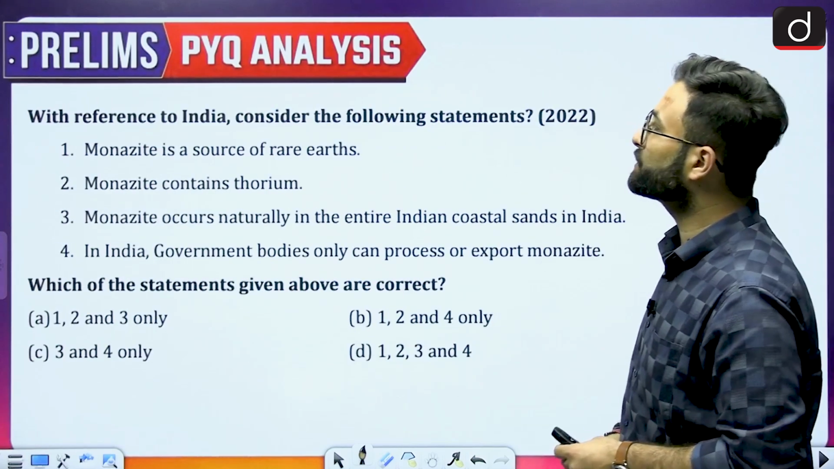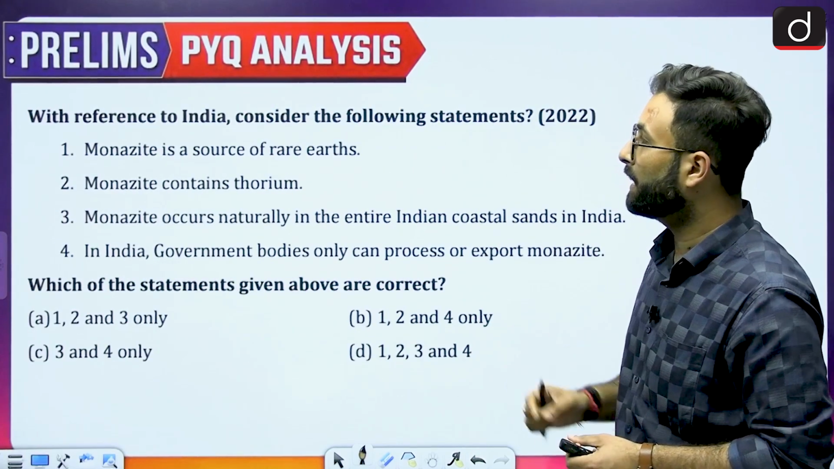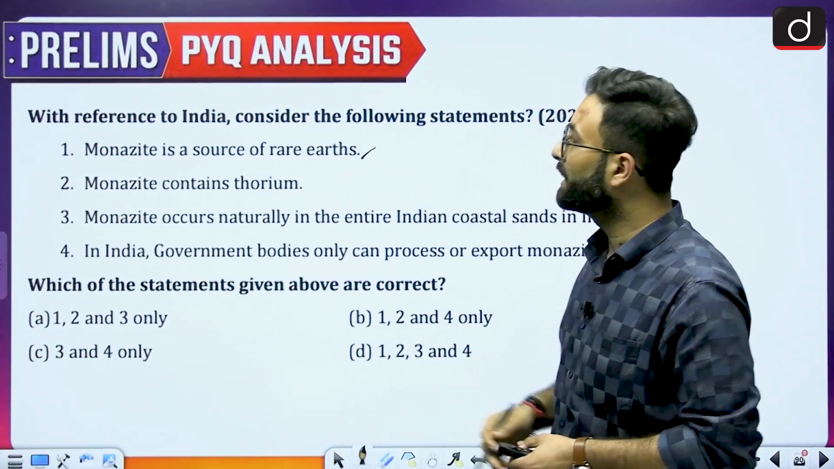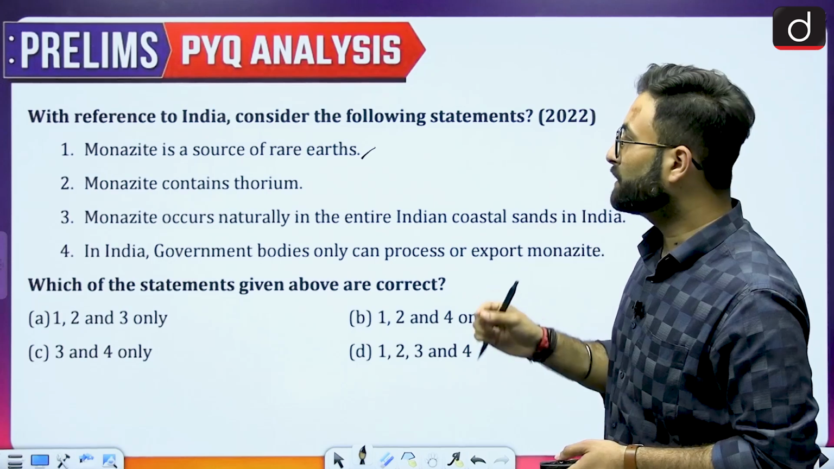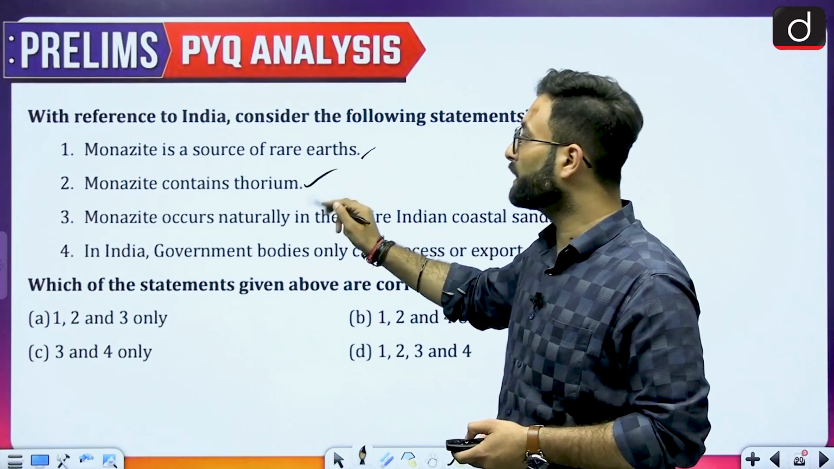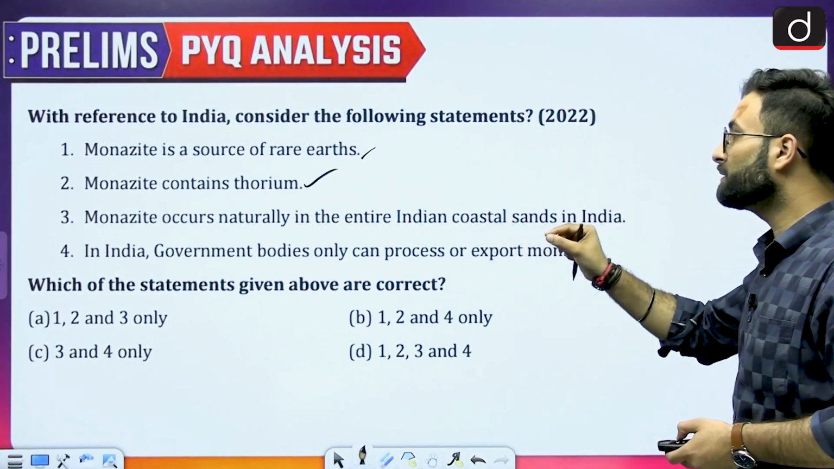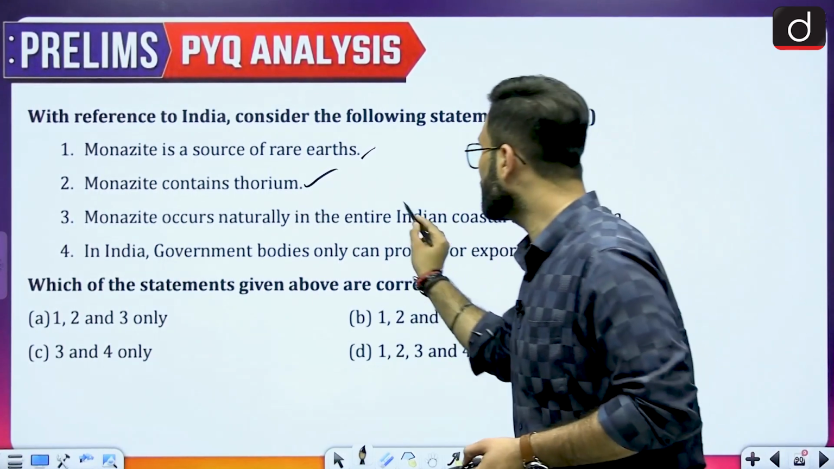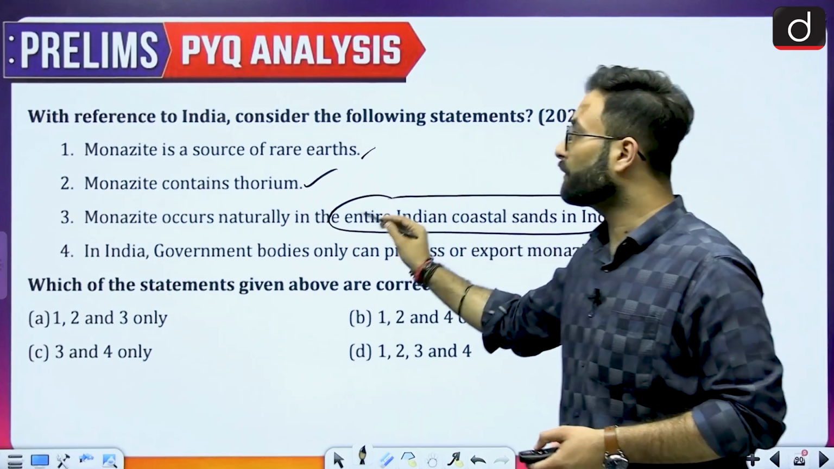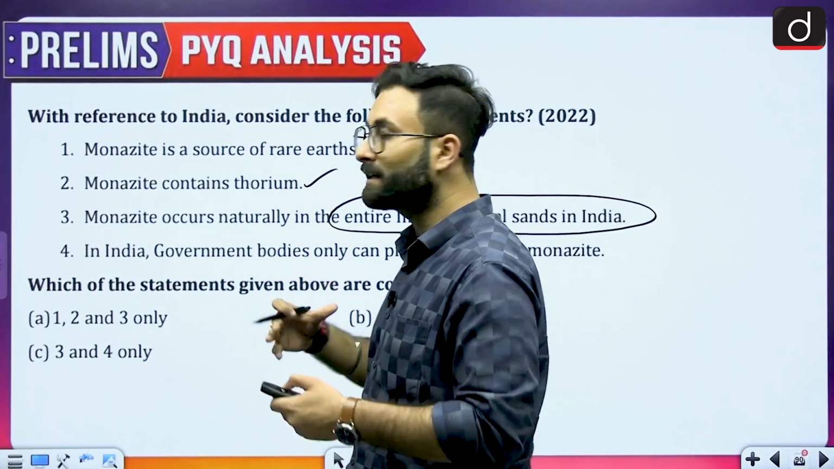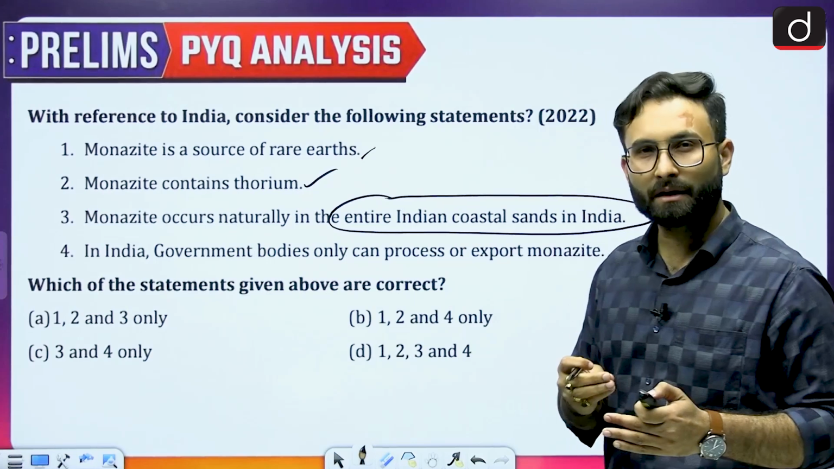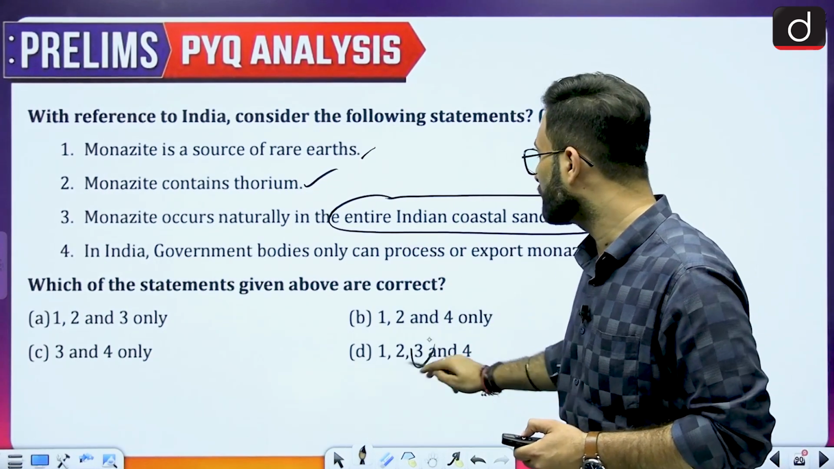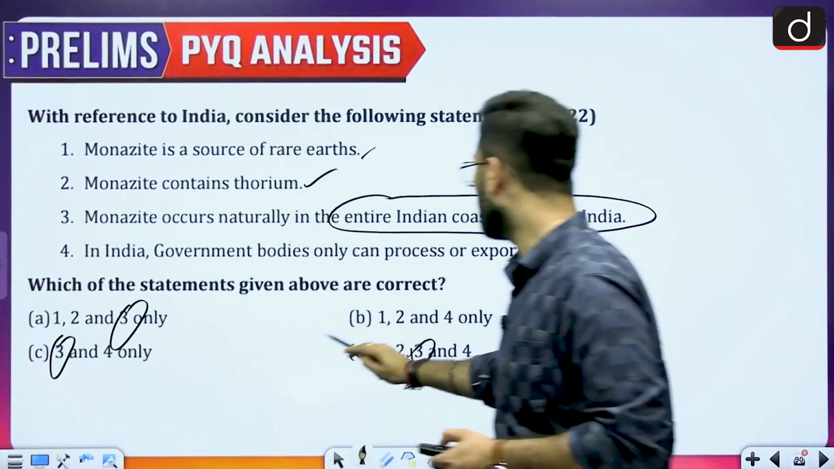Now moving further, with reference to India, consider the following statements: monazite is a source of rare earths. Okay. That is correct. Coming to the next one, monazite contains thorium. Now that is also correct. Monazite occurs naturally in the entire Indian coastal sands in India. Now again they are saying the entire Indian coastal sands. Now that becomes wrong, because when we talk about the entire coastal sands, that becomes a little bit of an extreme statement as well. So the third one is wrong. If you eliminate the third one, option B would be your right answer.